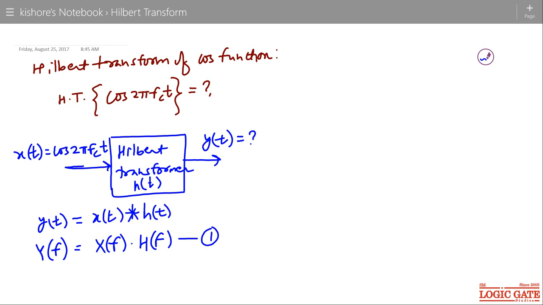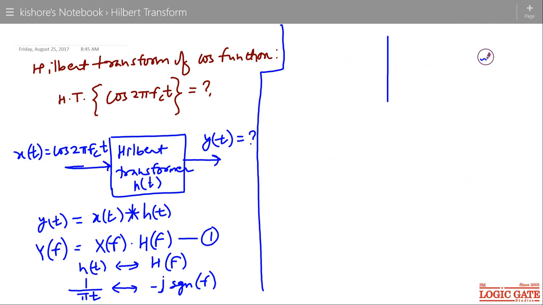Now we know that the Fourier transform of HT is HF, and this HT, the impulse response of the Hilbert transformer, is 1 by pi T, and its Fourier transform is minus J signum F. If I draw this HF with respect to F, then it is minus J for positive frequencies, and plus J for negative frequencies. This is minus J signum F.